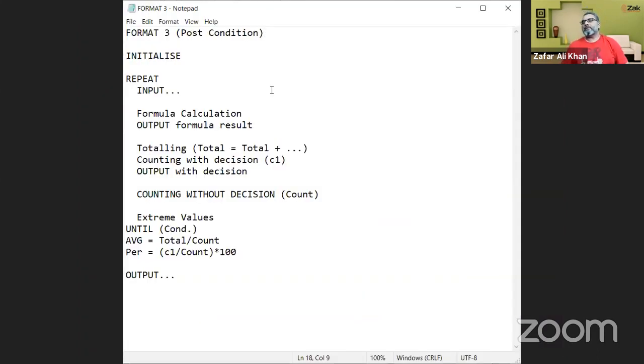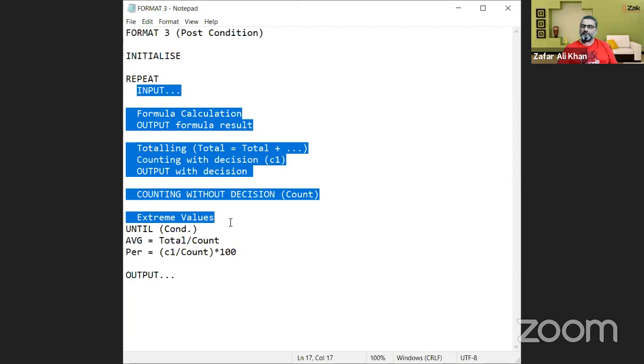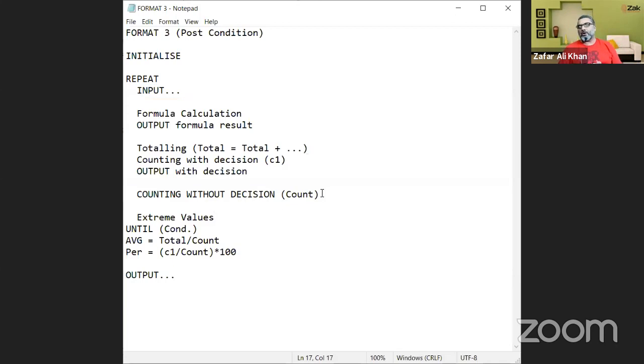Now this is format 3. Format 3 means instead of while, now you are going to use repeat. So if you could see, after initialization, instead of for we have used repeat, and rest is the same. Same as what? For. Only this is one of the differences.